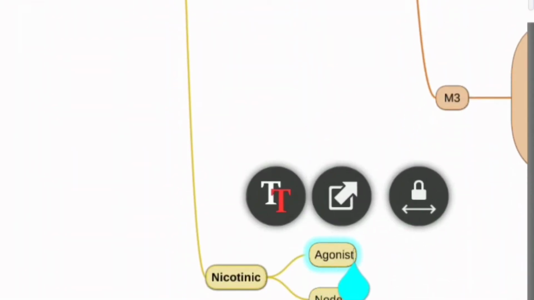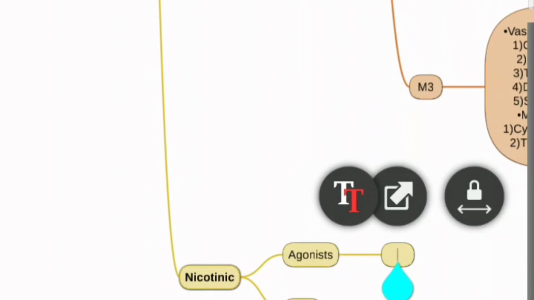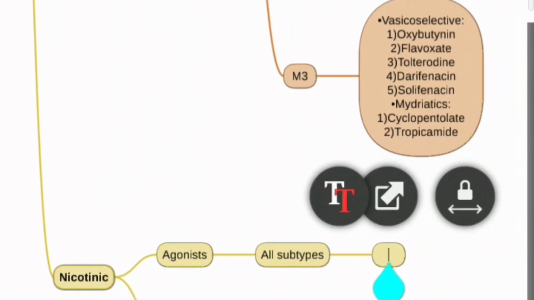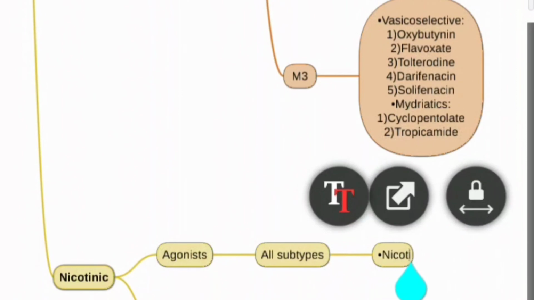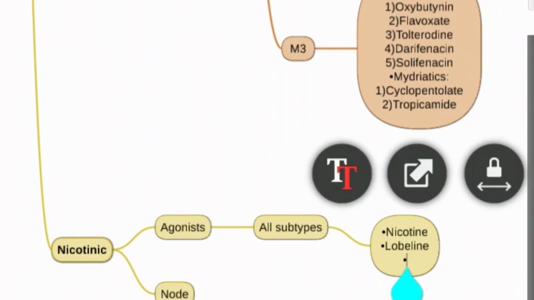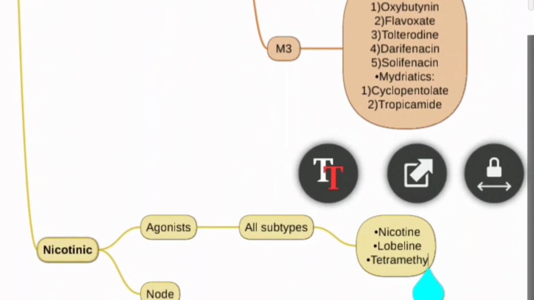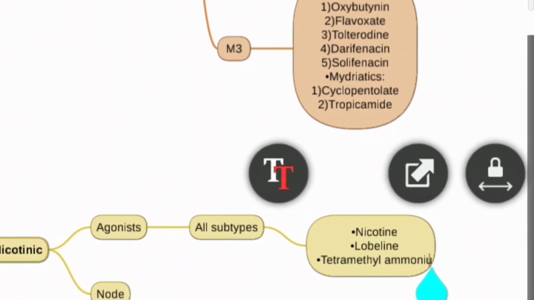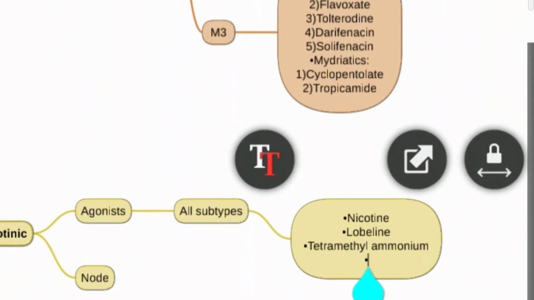Next, drugs acting on the nicotinic receptors, the agonists. Those acting on all the subtypes: nicotine, lobeline, tetramethylammonium, varenicline.